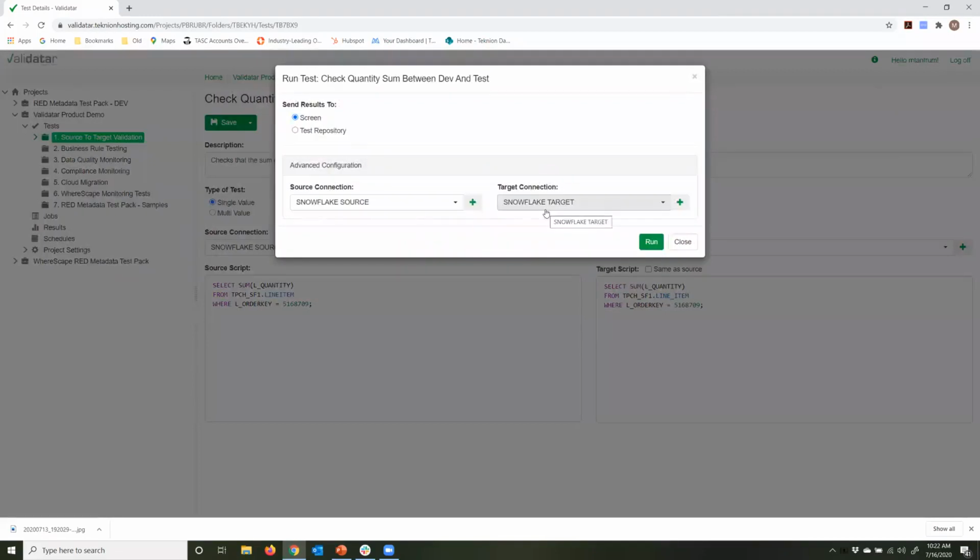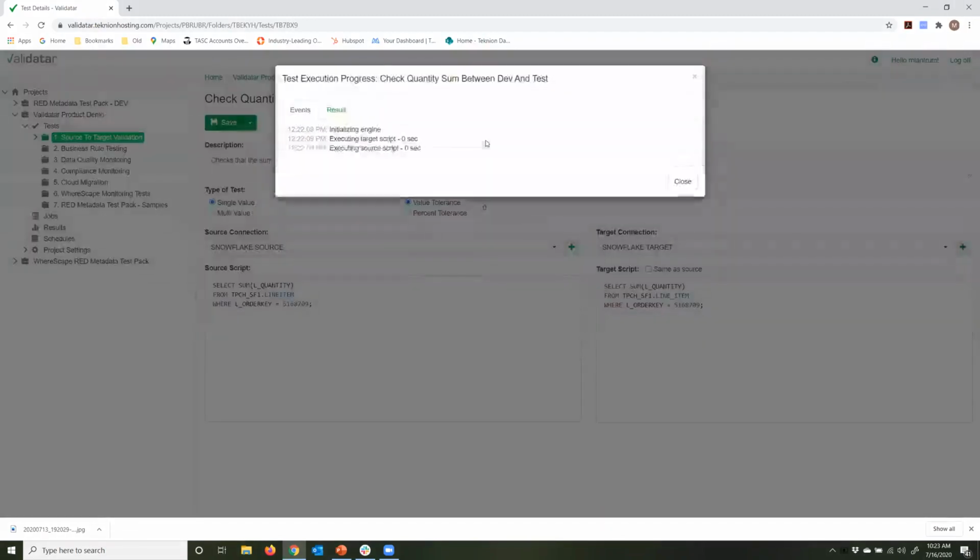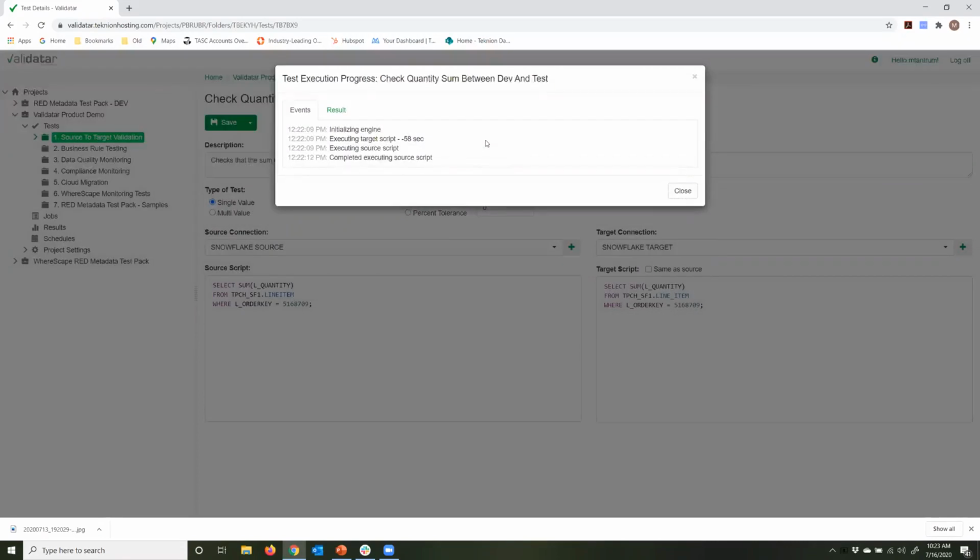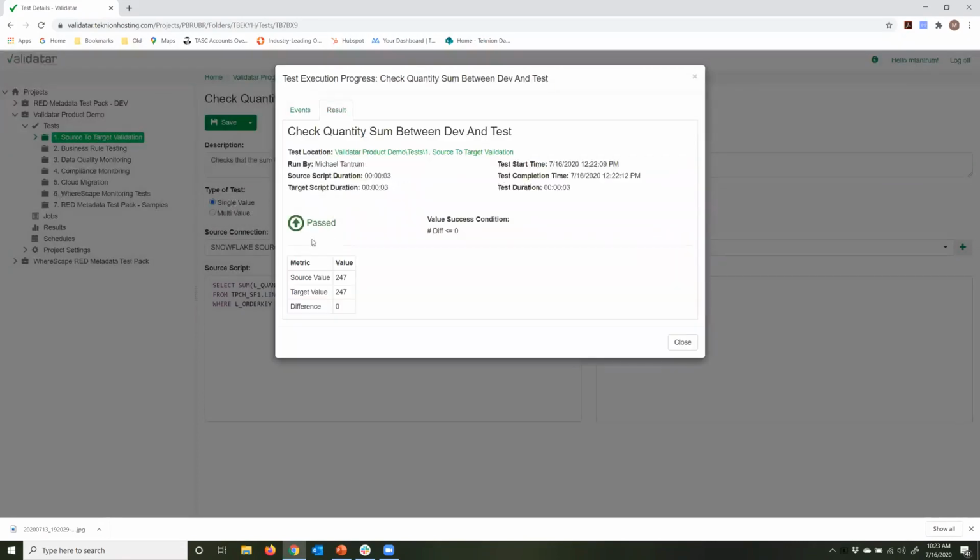Now let me run the test. Confirm my connections, I'm good with that. I can run it interactively to the screen, or I can say store the results in the test repository metadata. So for now, I'm just going to run it to the screen, and it goes off. It runs the two queries against the two different systems, and it comes back and says, you've passed the test, the match was identical, and there's my values. And I get some other metadata values up here. Who ran the test? When did it run, etc., etc.